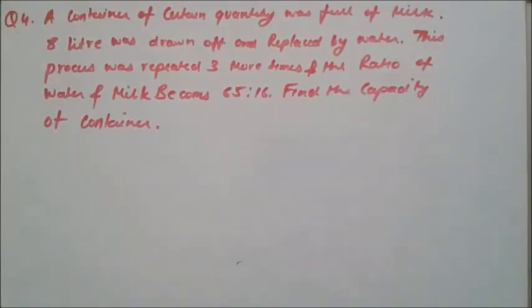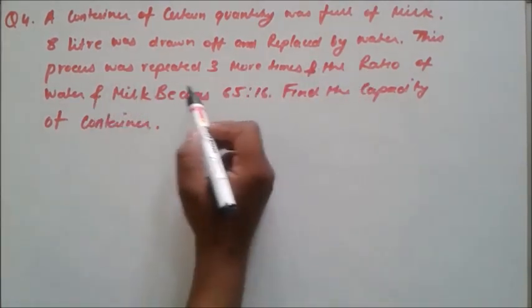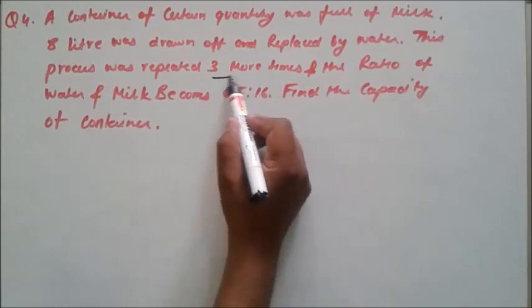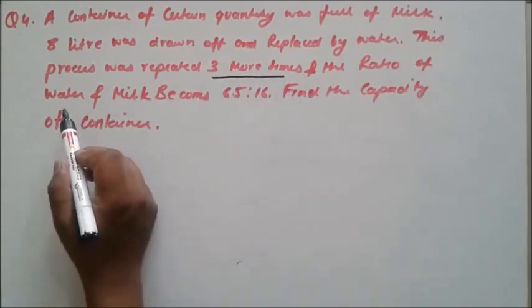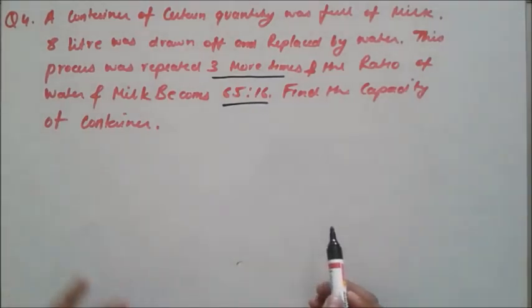So friends, here is the fourth question. A container of certain quantity was full of milk. 8 liter was drawn off and replaced by water. This process was repeated 3 more times, and the ratio of water and milk becomes 65 by 16. Find the capacity of the container.